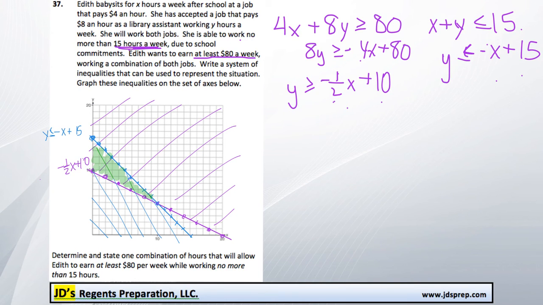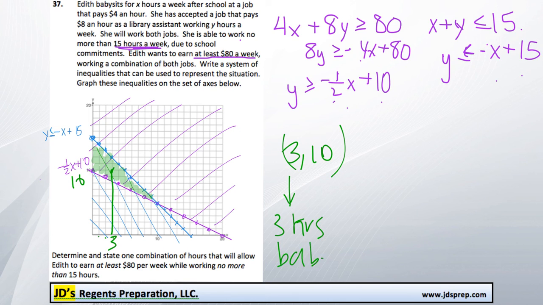Determine and state one combination of hours that will allow Edith to earn at least $80 per week while working no more than 15 hours. And so there's a lot of different possibilities. I might just pick this one right here, which has an x value of 3 and a y value of 10. So (3, 10) is one of the potential answers. And that represents that she would work 3 hours babysitting and 10 hours at the library.